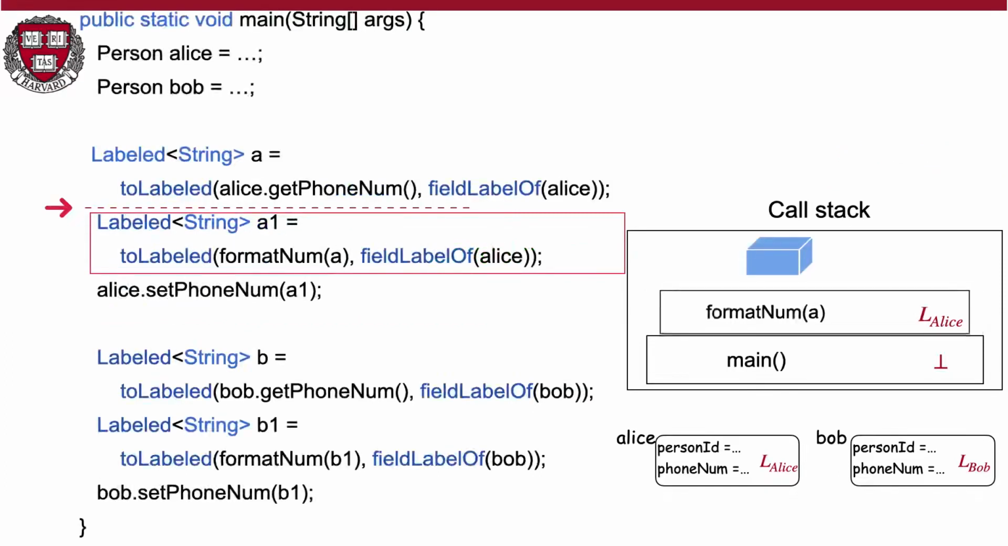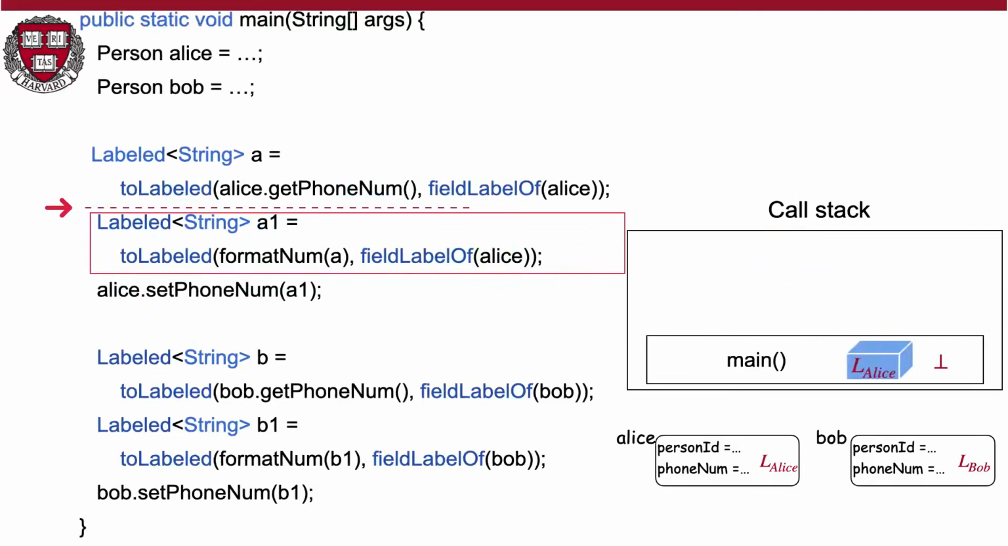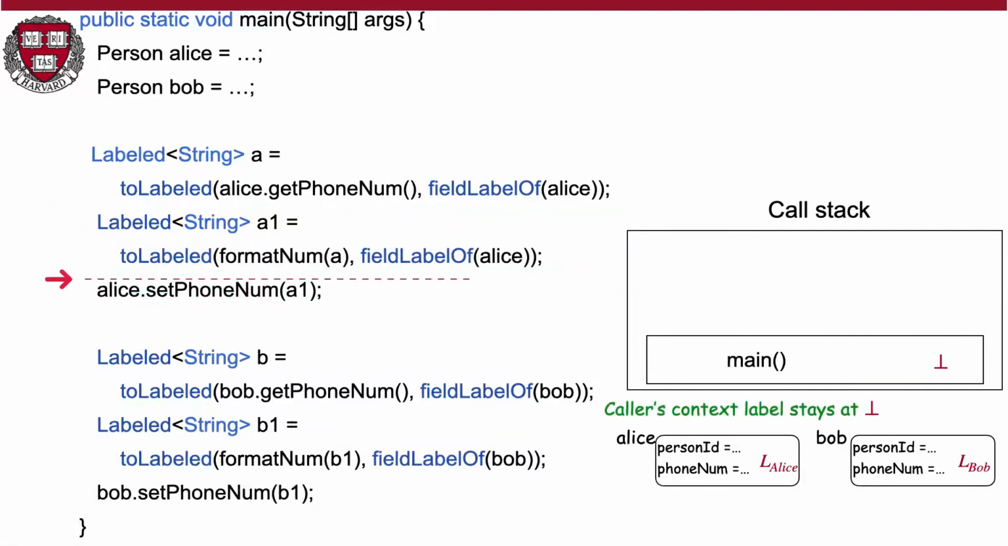Returning to the caller side, the return value of formatNumber is again packed into a labeled value, and the context label of the main container doesn't need to be increased, and stays at bottom. The same situation applies for the subsequent calls. The context label of the main container remains bottom throughout the execution.